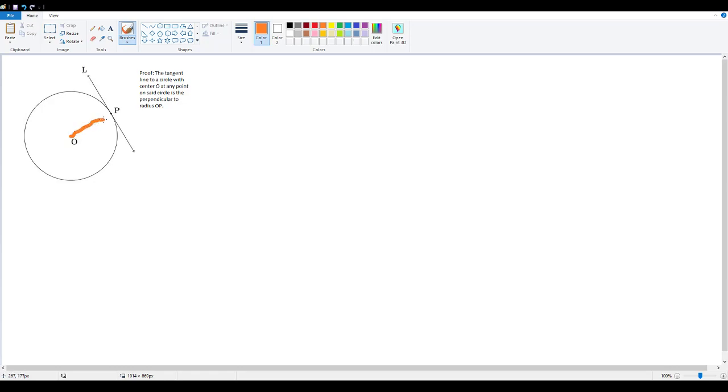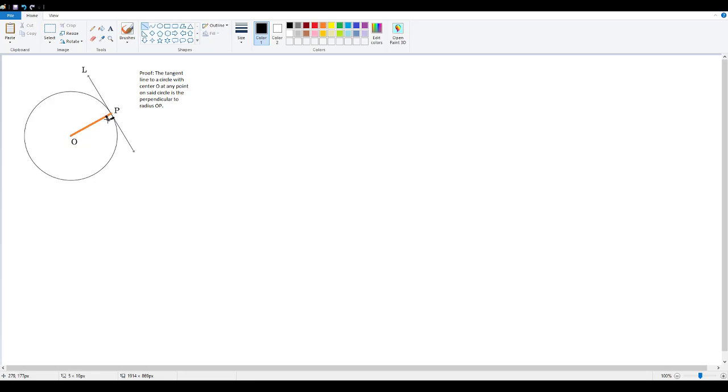So let me just draw this out here. It's a rough line, but essentially, I think this will work. There we go. Okay, so we have this. Here, this is the radius that extends to the point P on this circle, and let me just draw this.